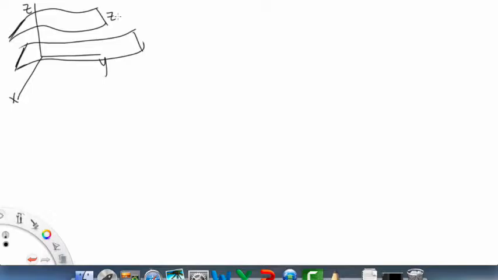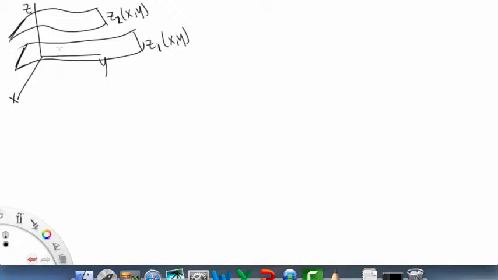So this will be z1 of x comma y. And this will be z2. Well, actually, I'll make the top one 2 and the bottom one 1, just because that's usually the conventional way to label them. So z2 is always going to be above z1. And functions of x and y are going to determine surfaces in 3D space, right?